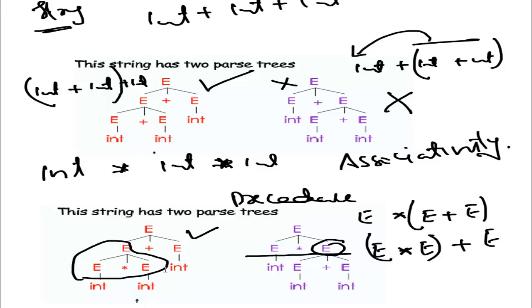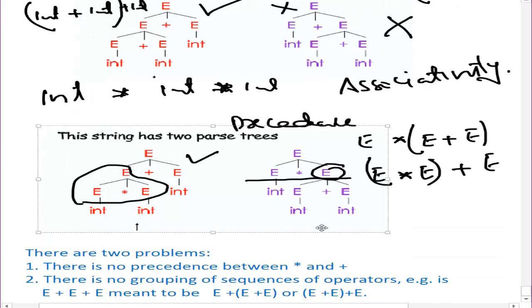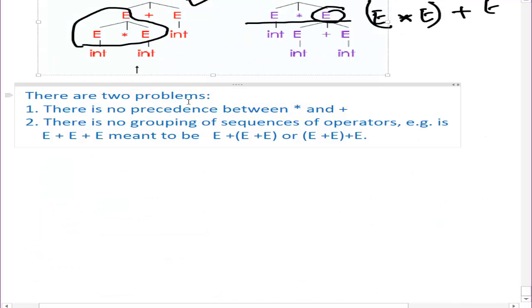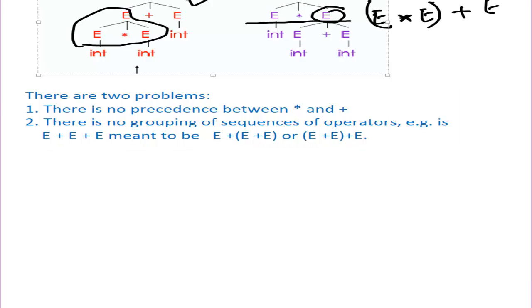So we have to do something to fix the associativity as well as the precedence problem, right? We saw there's a problem of precedence between multiplication and plus, and there is no grouping sequence of operators. For example, we should do e plus e as right associative or left associative, and we know plus is left associative, so we have to fix it. And we know multiplication has more precedence, so we have to fix it. So how do we fix it? We rewrite the grammar in an unambiguous manner, right?